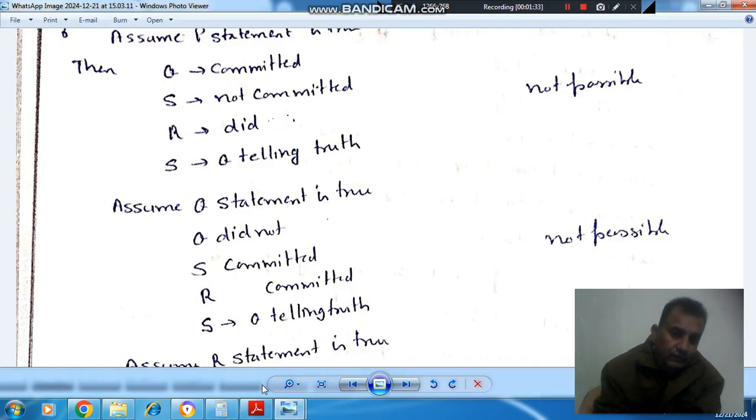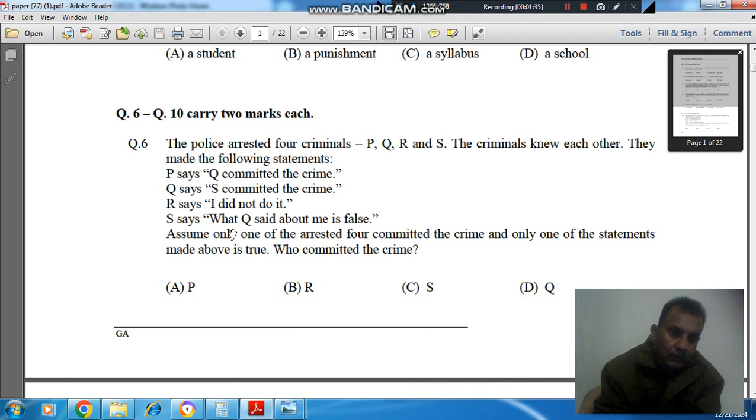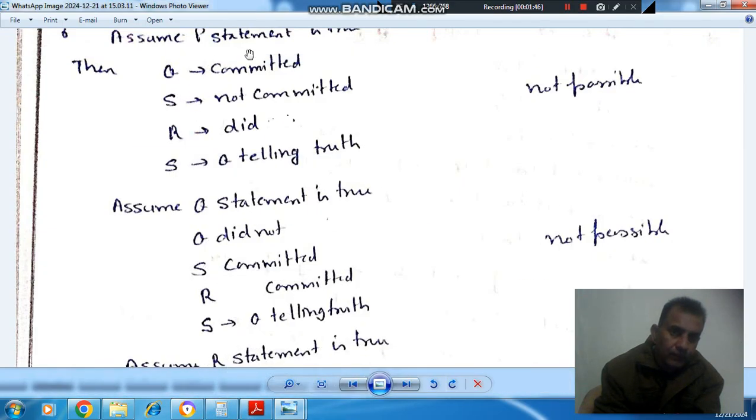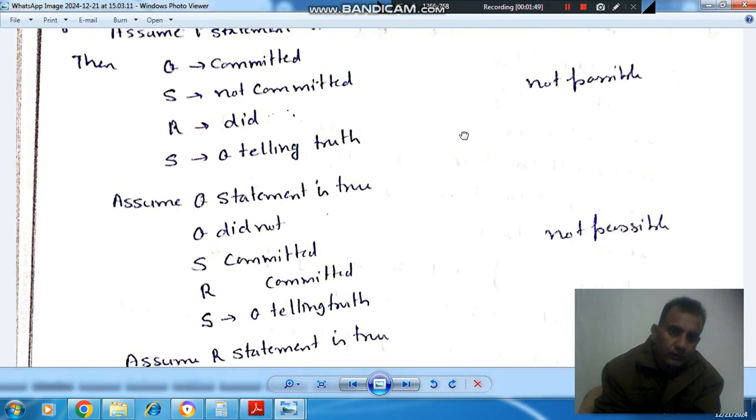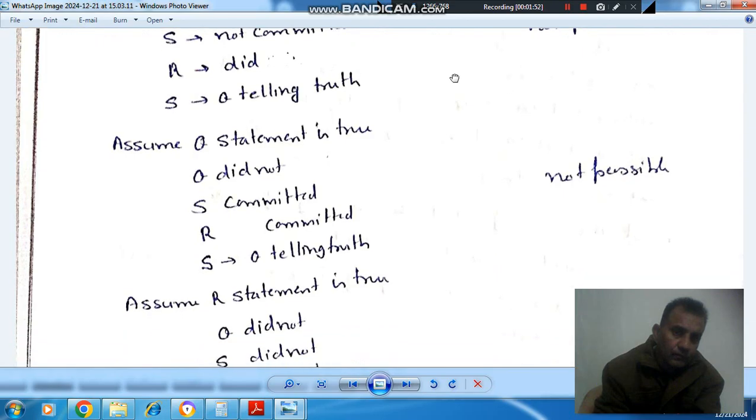And the statement of S, that what Q said about me is false, so that is also a false statement. So Q is telling the truth, so that is also not correct. If we assume that P's statement is correct, that is not possible. So the statement of P is not true.